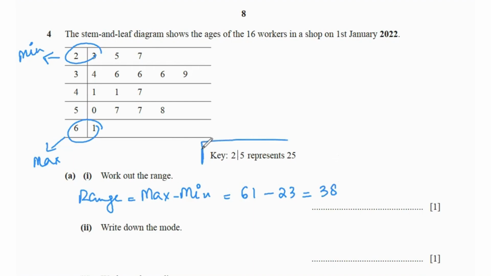And they've already given the key over here, so don't make the mistake of doing 1 minus 3 or 3 minus 1 or 6 minus 2. That would be wrong. Take the complete number and then subtract.